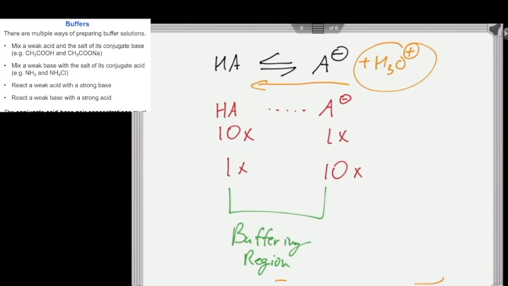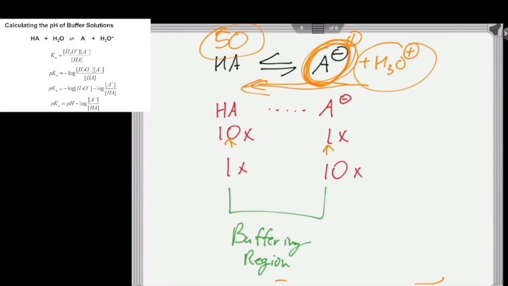Well, if this happened to be a 50 to 1 ratio, there's not very much of this around. If I have a ton of HA, a tiny little bit of A minus, and I suddenly add a bunch of H3O plus, this cannot effectively balance because I need to use up A minus to make H3O plus. And if there's a lot of this, a tiny bit of that, it will not act like a buffer. That's why we define these regions of 10 to 1 to 1 to 10. Mathematically, that's the type of region where the Henderson-Hasselbalch equation will actually apply.